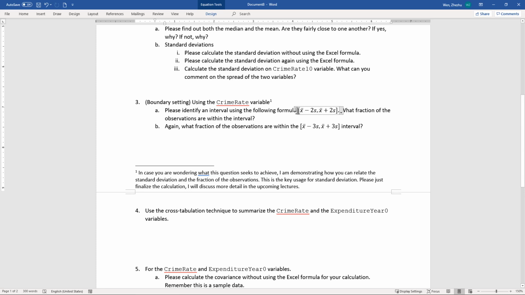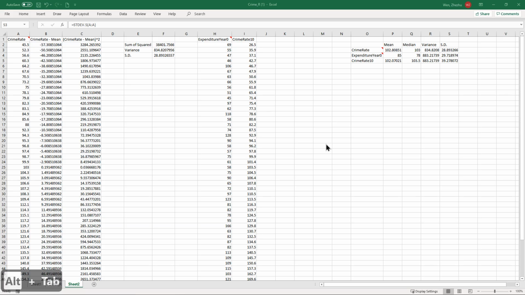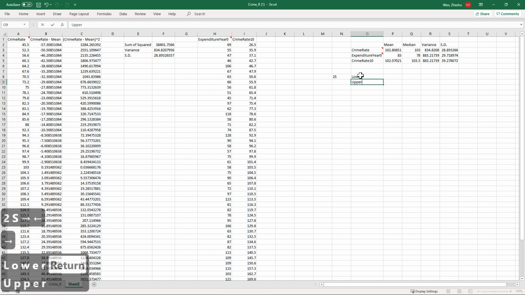So what I'm going to do here is move on to Excel. I'm going to start something here. This is about the crime rate variable. So I'm just going to do it right here. 2s, to indicate this is a 2 standard deviation case. Lower, upper. This is the lower boundary, this is the upper boundary.